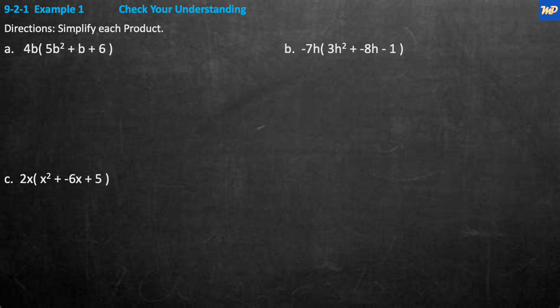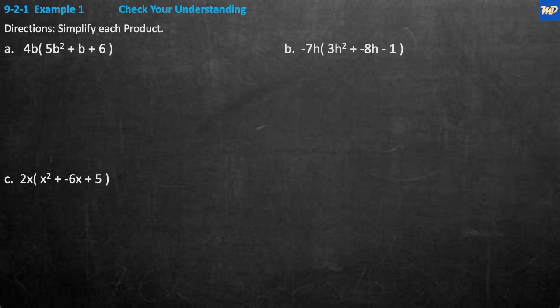Okay, Example 1, check your understanding. We're going to do the same thing we just did in that last slide. We're going to multiply a trinomial by a monomial, excuse me, I'm getting tongue-tied here. And we're going to do that three times in problems A, B, and C. It's up to you. Stop the video, pause it, try these out, see what you come up with.